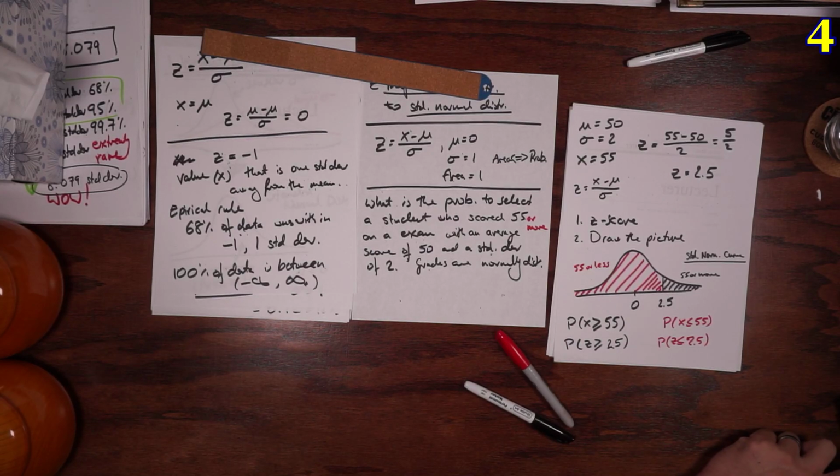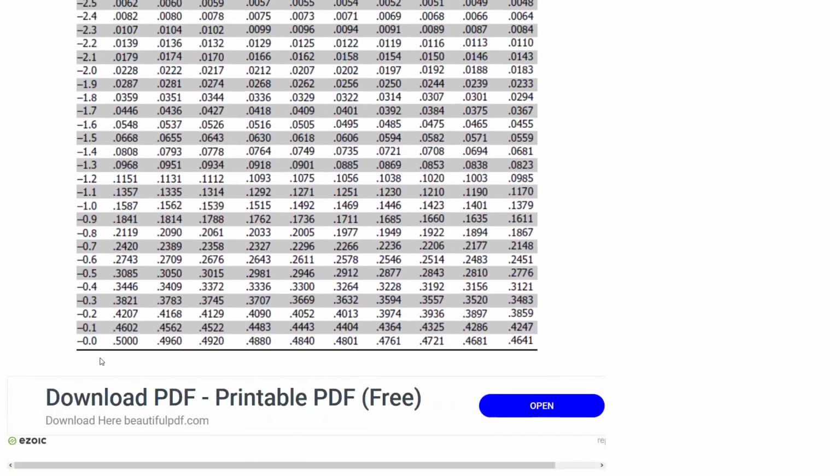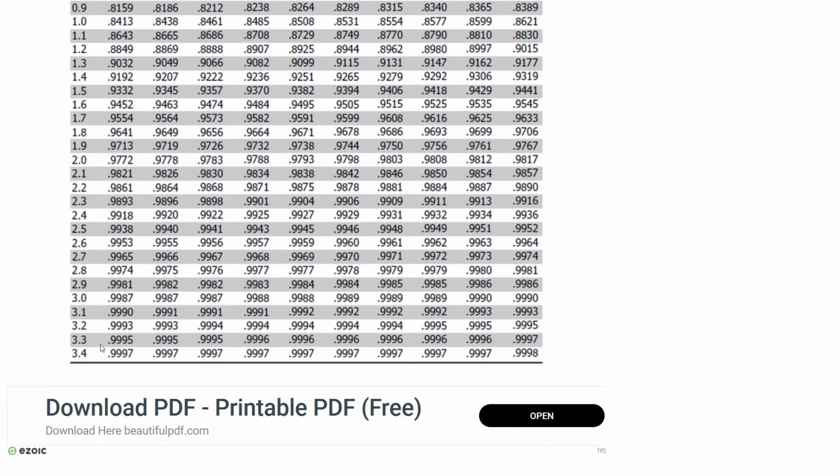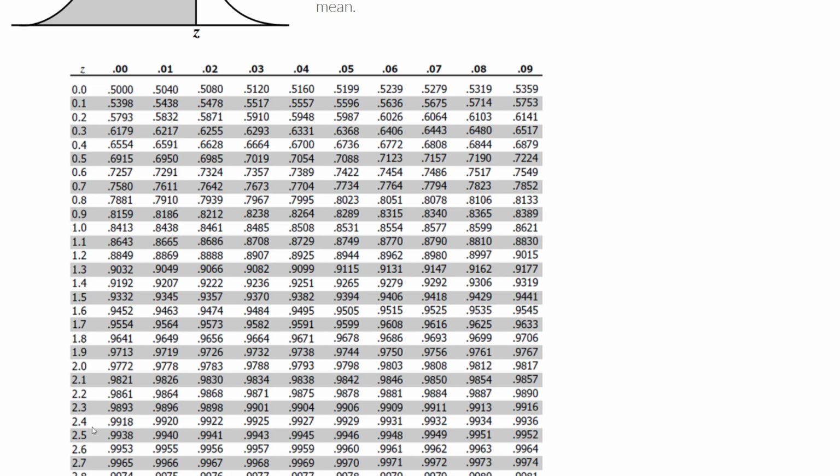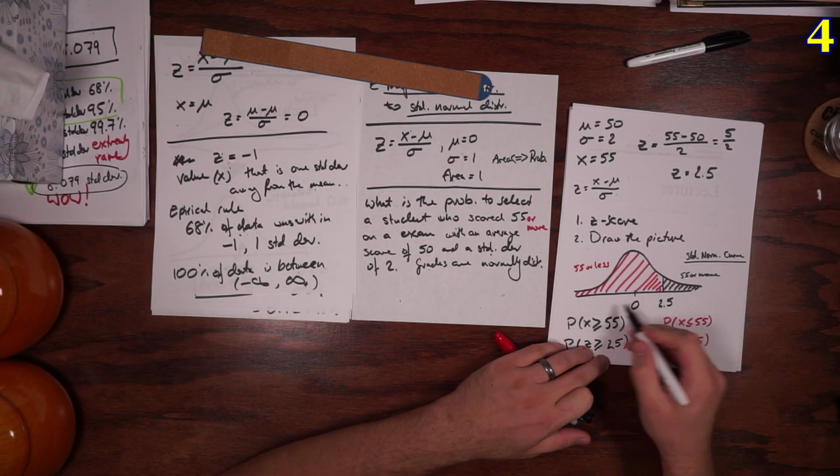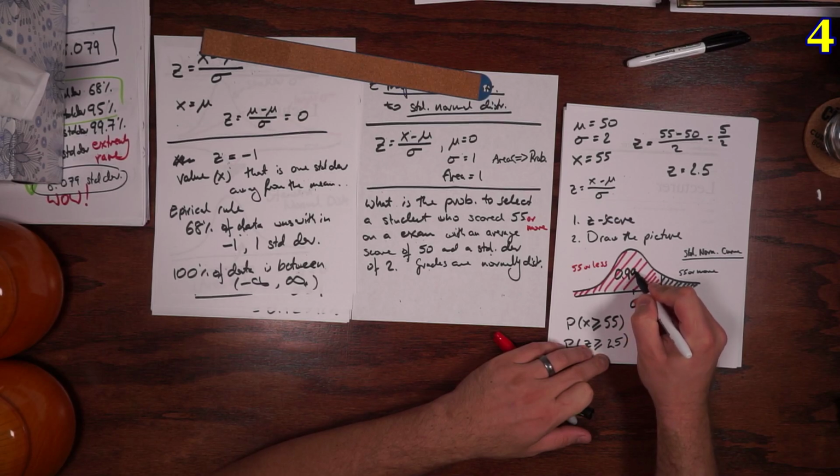So let's take a look. We're looking at 2.5. So 2.5. Okay, so 2.5 is right here. Well, the question is why the hell we have all those other columns? Those other columns correspond to the second decimal place. So a pure 2.5 is right here. So it's 0.9938. Well, to the left, so this is 0.9938.